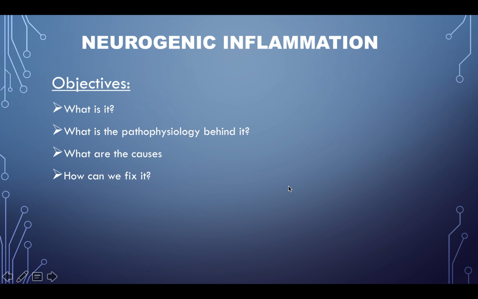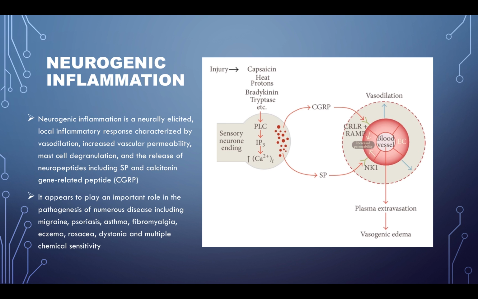Okay, neurogenic inflammation. We're not going to go too much in depth into this, but some of the objectives again. So what is it? What is the pathophysiology behind it? What are the causes and how can we fix it? So neurogenic inflammation is a neurally elicited local inflammatory response that's characterized by vasodilation, increased vascular permeability, mast cell degranulation, and the release of neuropeptides, including substance P and calcitonin gene-related peptide.